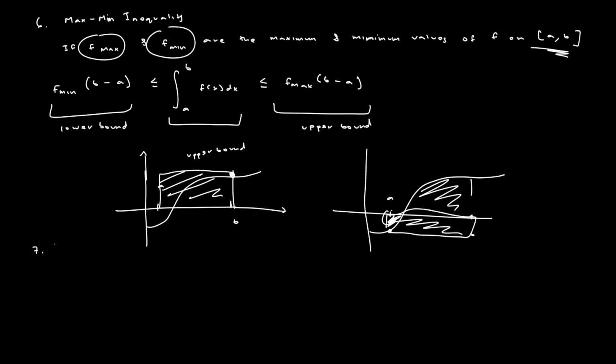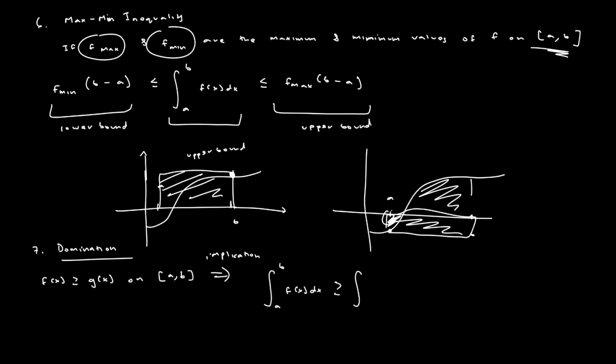And then our final one is called domination. Alright, so what does domination state? So if we have a function f of x that is always greater than or equal to g of x on some interval a to b, that implies that our integral from a to b of f of x dx is always greater than or equal to our integral from a to b of g of x dx. And this kind of follows from the max-min inequality.